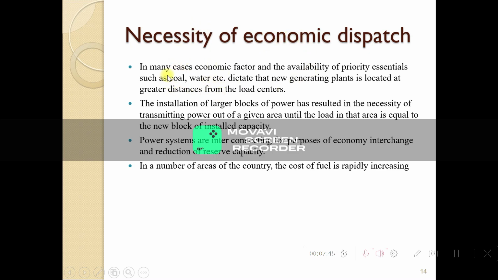In many cases, economic factors and the availability of priority essentials, such as coal and water, dictate that new generating plants are located at a greater distance from the load center. The installation of large blocks of power has resulted in the necessity of transmitting power out of a given area until the load in that area is equal to the new block of installed capacity.